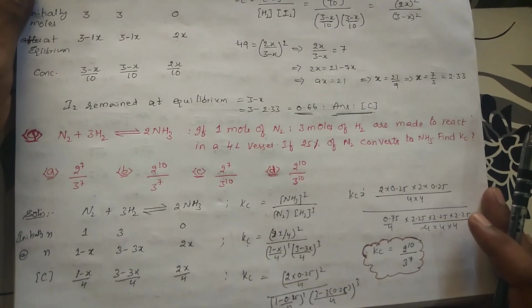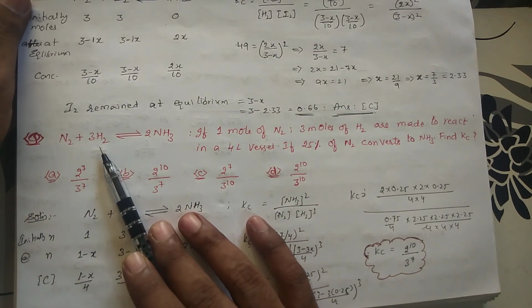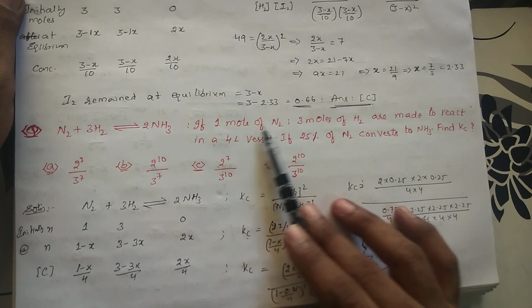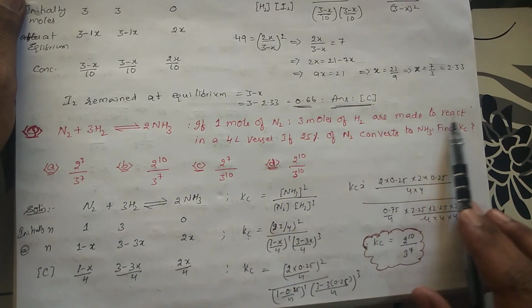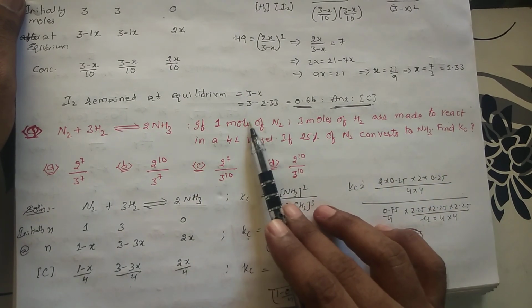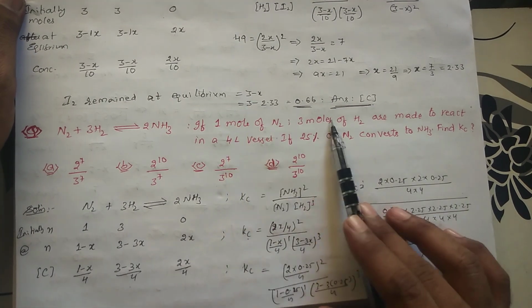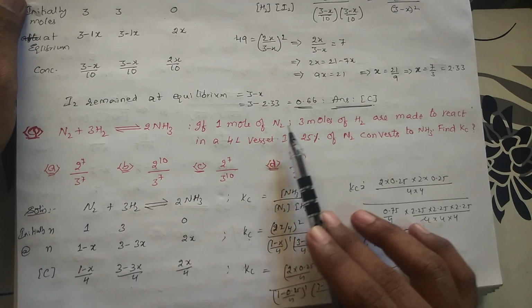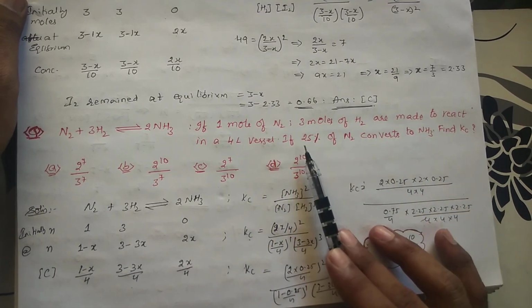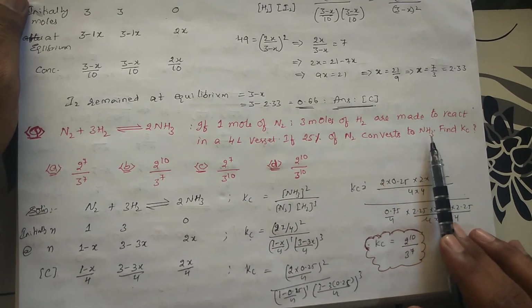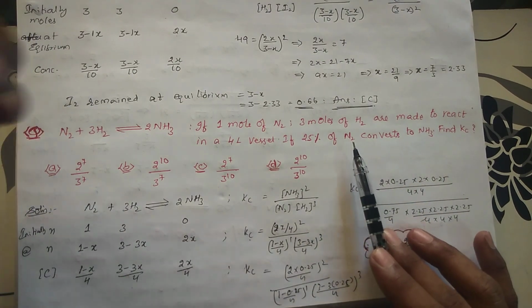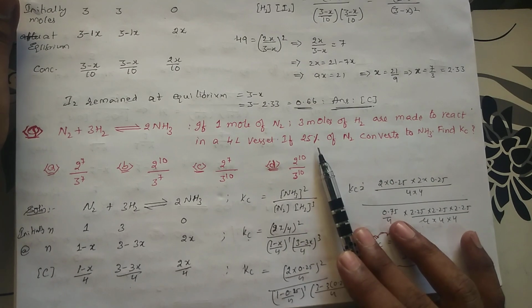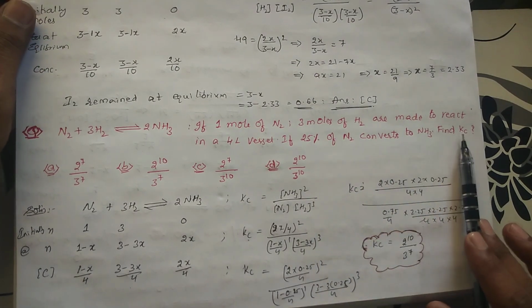So this is the one more model, N2 plus 3H2 is in equilibrium with 2NH3. Okay. If 1 mole of N2 and 3 moles of H2 are made to react in a 4-liter vessel. So initially he is taking 1 mole of N2, 3 moles of H2, made to react in a 4-liter vessel. Because he is not mentioning anything at equilibrium, if 25% of the N2 converts to NH3, it means 25% has gone. We are taking x generally. Here he is mentioning what the x value is. It is 25%. Find the Kc.